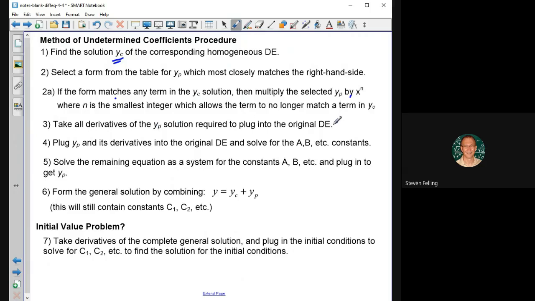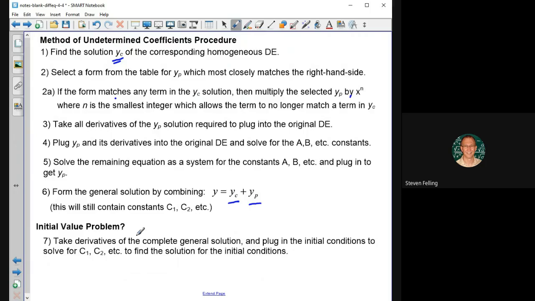with the right-hand side filled in, and we will get some sort of a system that we can use to solve for the a, b, and so on constants in yp. Once we find those, we plug those into the form of yp, and then the general solution is the homogeneous solution plus this particular solution. And that solution will still contain the C1 and C2, etc., that came from the solution in step 1. And then there's a 7th step if we have initial values.